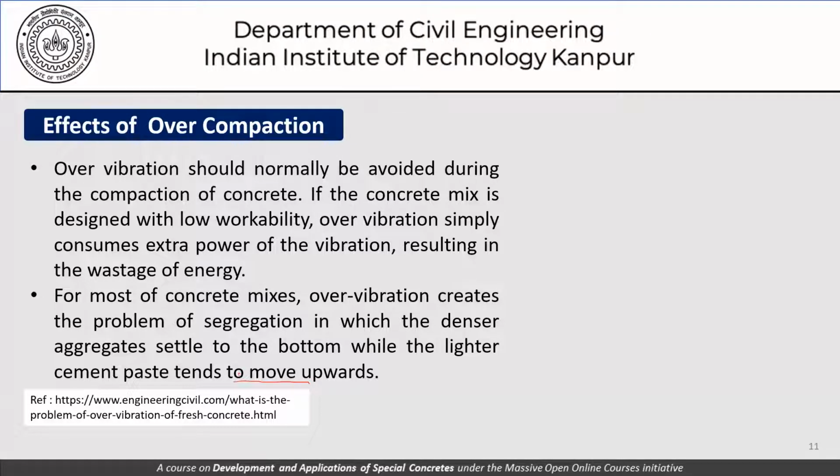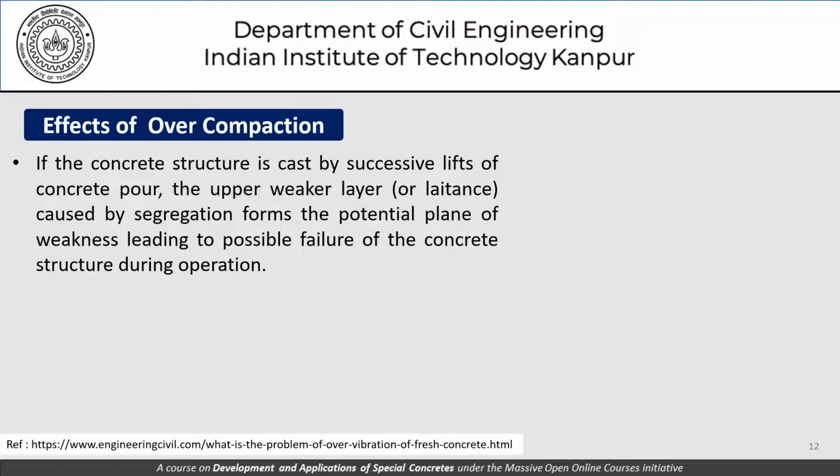of over-vibration of concrete. If the concrete structure is cast by successive lifts of concrete pour, the upper or the weaker layer, called laitance, caused by segregation, forms a potential plane of weakness, leading to possible failure of the concrete structure during operation. So what happens is that this laitance needs to be removed before the resumption of construction activities.